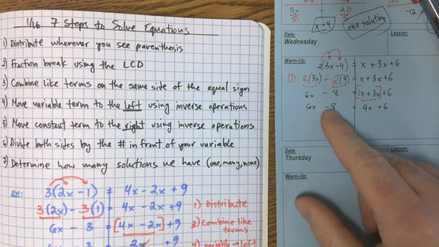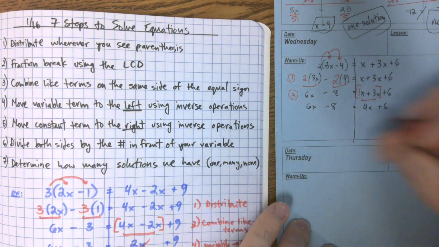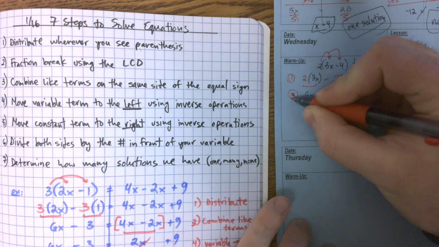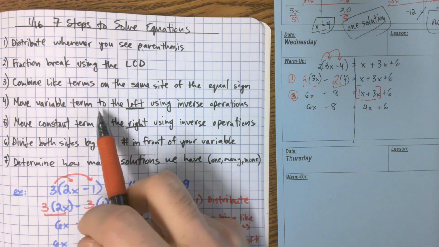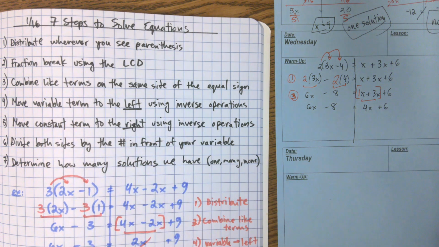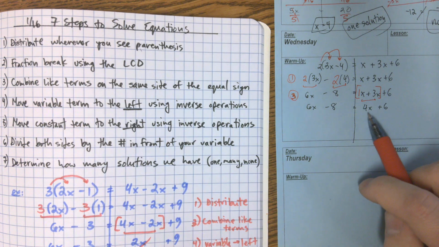Now I've got a variable and a constant on the left, a variable and a constant on the right. Oops, that was step 3, sorry. Skip step 2. Now I'm going to go to step 4. Move the variable term to the left using inverse operations. So if I want to move a term to the left, I should be looking at the right. We've got to figure out which of these is a variable term. Of course, it's the one with the variable.